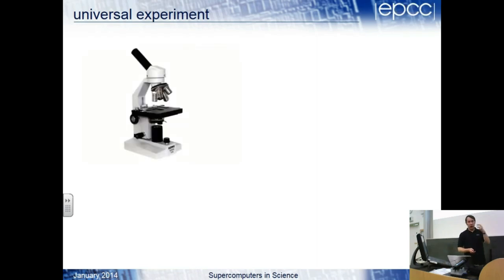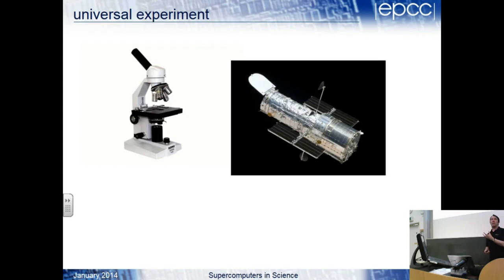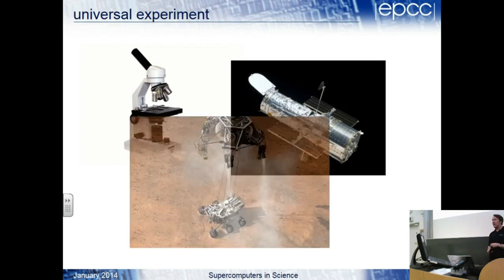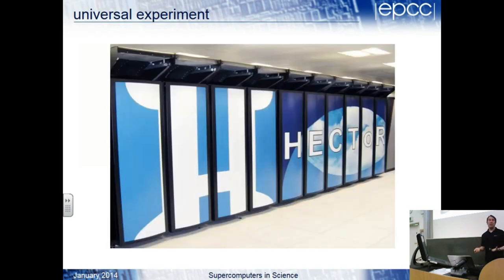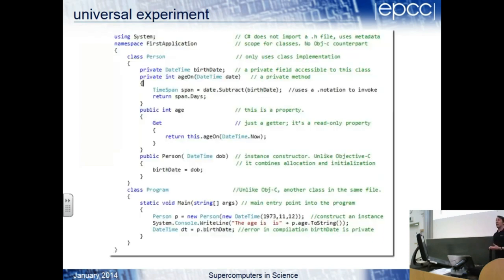We can build microscopes to look at things that are very small. We can build the Hubble telescope to look at things that are very far away. We can build these amazing sky cranes to land, well, sometimes land things on Mars. But these are amazing instruments, and they all have a specific purpose. The point about a supercomputer is it's like a blank screen. You buy your supercomputer, it's a universal experiment. The way you get it to do things is you write software.